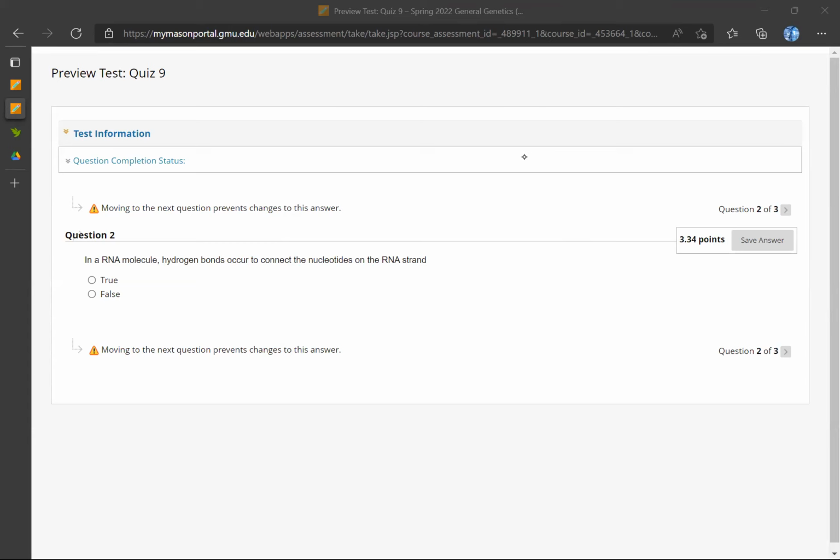I had different questions. So in an RNA molecule, hydrogen bonds occur to connect the nucleotides on the RNA strand. I love what Maya said earlier. So we know what is one of the big differences that we learned in Bio 213 between DNA and RNA molecules. There are a few big ones. Yep, Carla said it. And Casey also said a very important thing. RNA is typically single-stranded, whereas DNA is usually double-stranded in a helix.